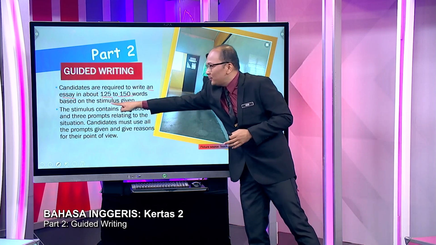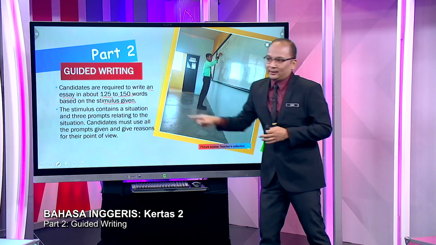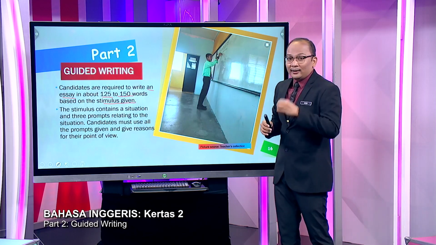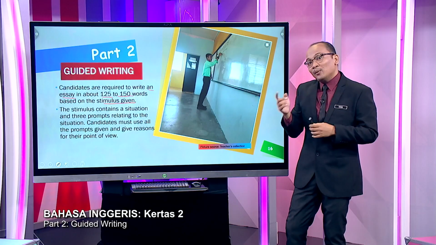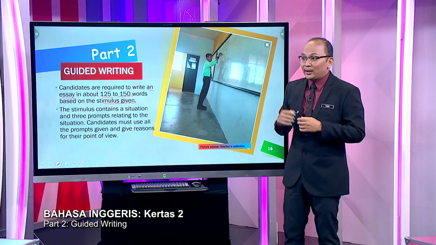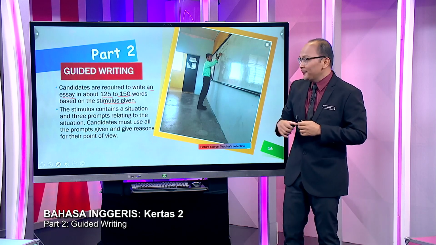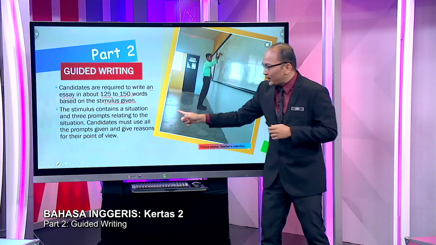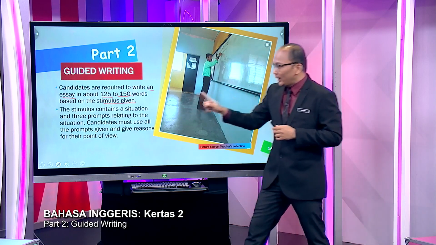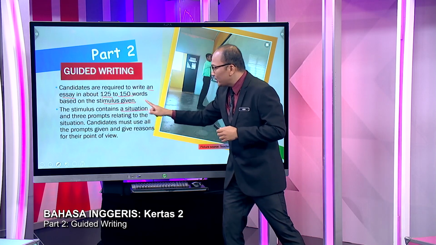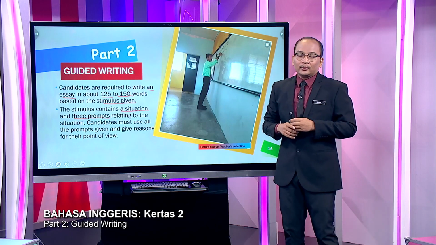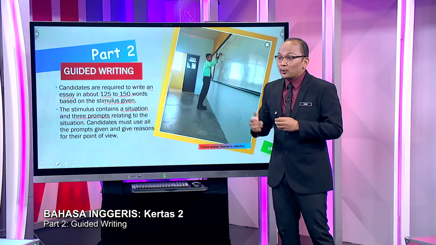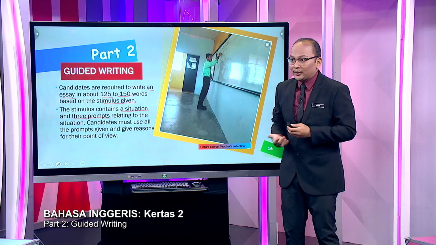And based on the stimulus given, so in the question there will be a stimulus, the situation. We are going to look into how we can address it when we want to answer the question. The stimulus contains a situation and 3 prompts. So far, this is very clear. A situation and also, how many, Chris? 3 prompts. So in order for us to get a good score, we need to answer all the 3 prompts given.